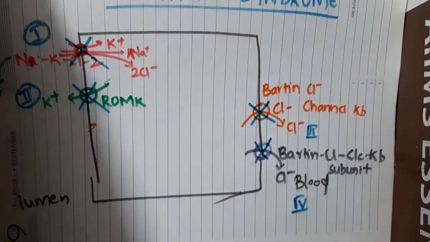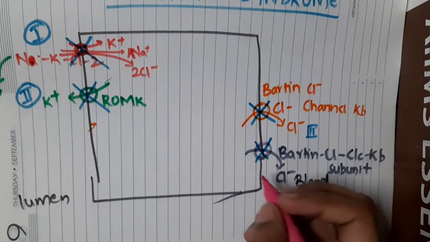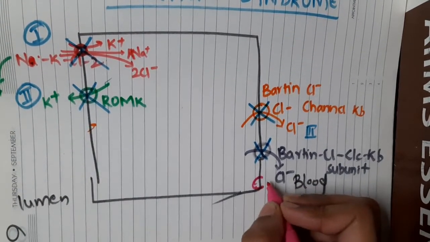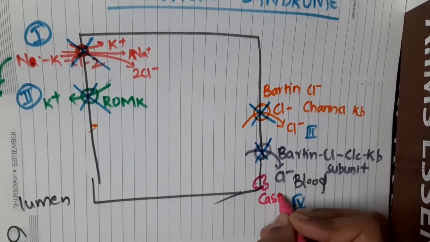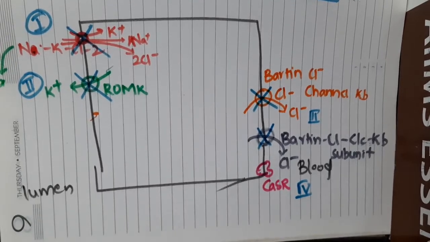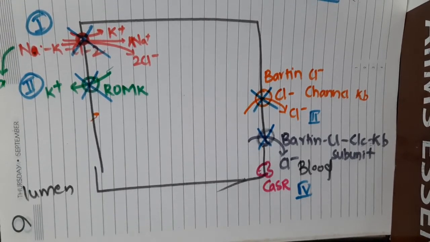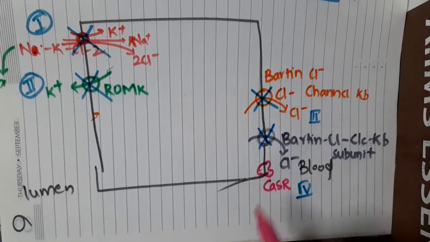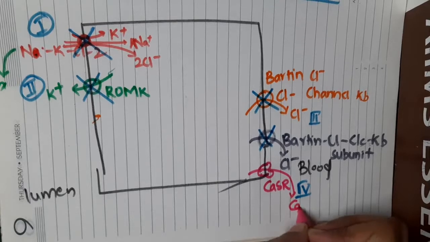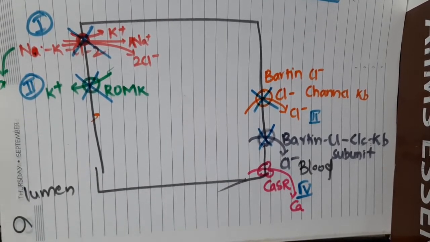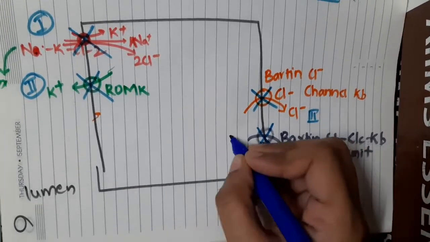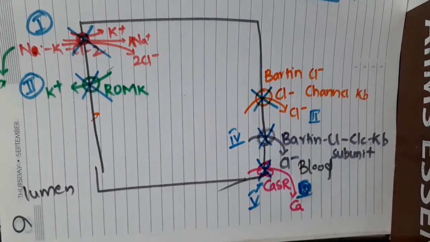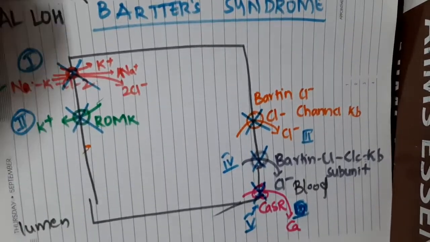In type 5 Bartter syndrome, this occurs in the basolateral membrane only. Here we have a receptor called the calcium sensing receptor. Normally, this calcium sensing receptor helps cause reabsorption of calcium. But due to a mutation and defect in this calcium sensing receptor, it will result in type 5 Bartter syndrome. So these are the different types of Bartter syndrome.